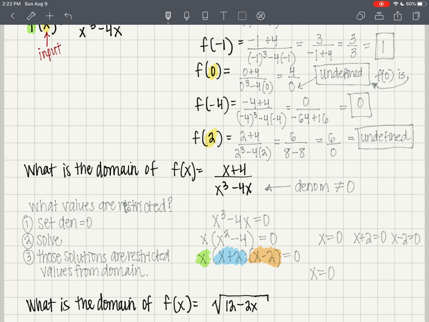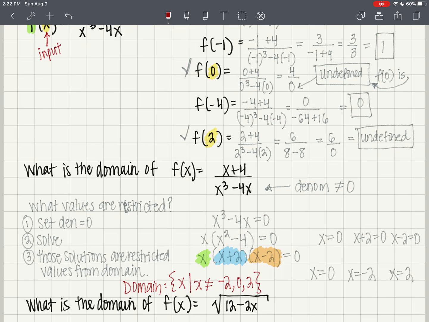Well, x equals 0 is going to be one restriction. We knew that up here. X equals negative 2 is a restriction that we did not know. X equals 2 is a restricted value. That one we knew. So there was another one that was hiding in there. So our domain is all values except for 0, negative 2, and 2. So you can say x such that x is not equal to negative 2, 0, or 2.